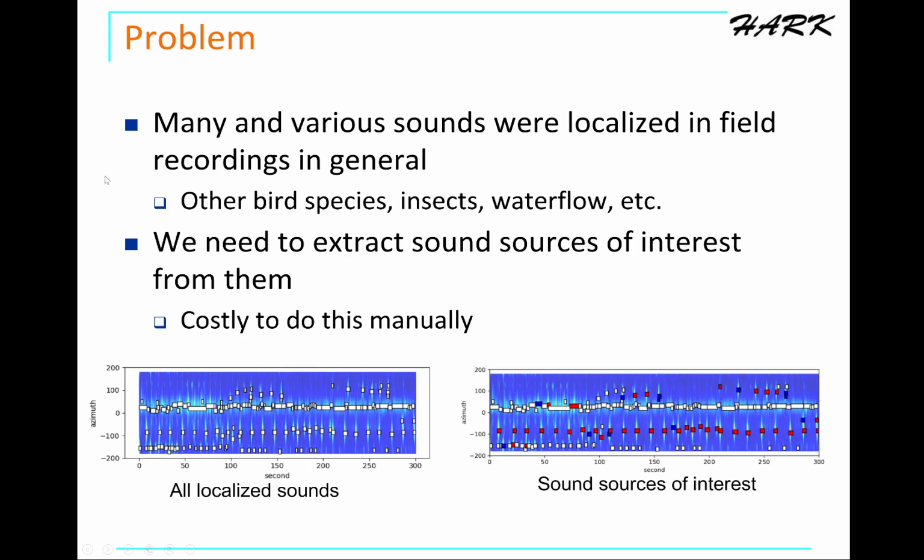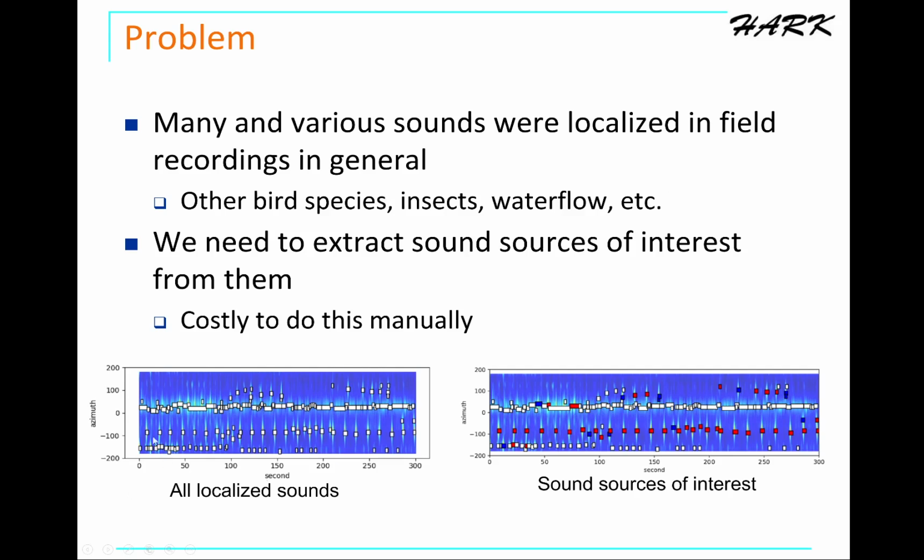So we have introduced two example trials, but it looks like the HARK system works very finely and we can easily obtain the information of bird songs. But actually, we need much effort to obtain that kind of result because many and various sounds are localized in field recording in general. The recording contains other bird species' vocalizations and sounds of insects and water flow and so on.